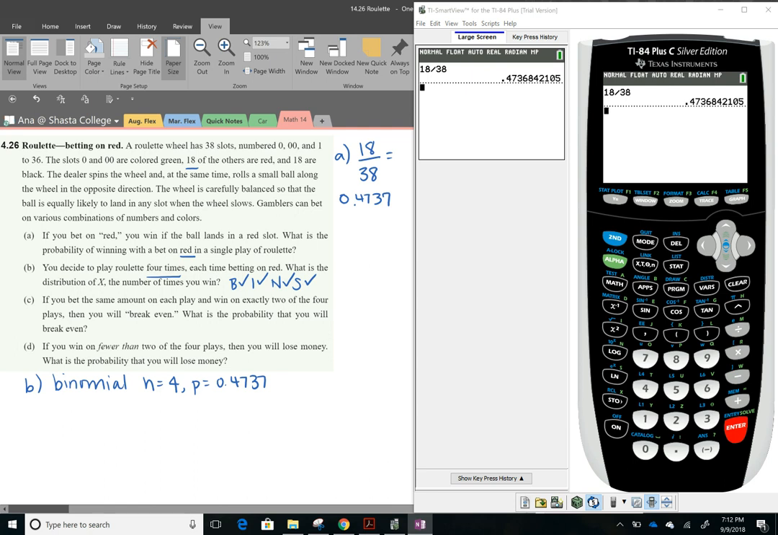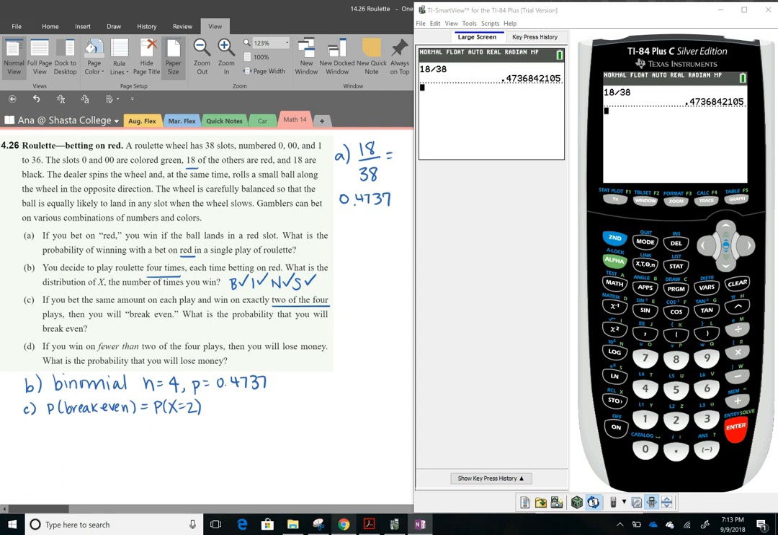Part C says if you bet the same amount on each play and win on exactly 2 of the 4 plays, then you will break even. What is the probability that you will break even? The probability that you will break even is the same thing as if you were to get exactly 2. Well, there's not just one way to get exactly 2. I could get the first and the second, the first and the third, first and the fourth. There's a variety, so we want to use that binomial coefficient. This is equal to the probability of x equaling 2.